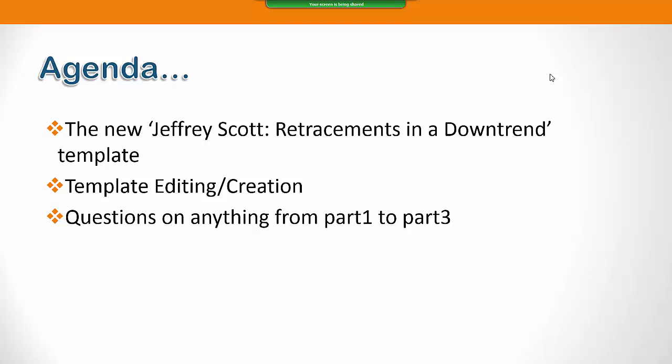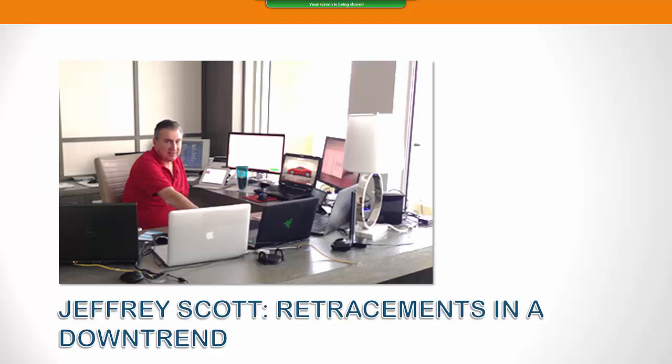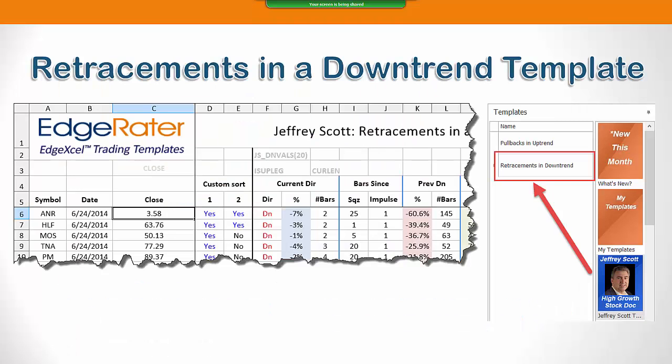And then I want to answer any questions that have come up from any of the previous parts of this series. So quickly then we'll go through this new template. I'm not going to spend a lot of time here, but this, as I said, is the opposite of the uptrend template. And by the way, to run this, you should now see, if you click on the Jeffrey Scott High Growth Stock Doc icon on the right hand side, there's another template underneath pullbacks in uptrend. There's retracements in a downtrend, and that will bring up the template that we're going to talk about.